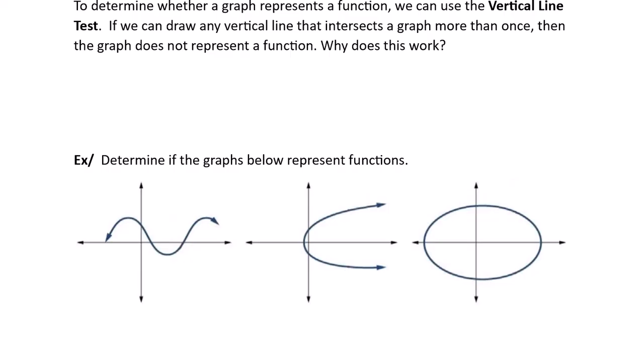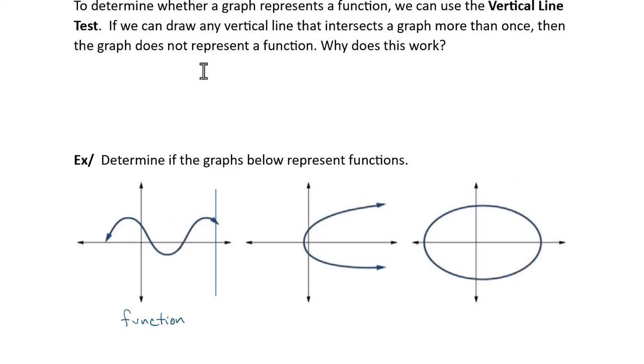Let's look at the graphs below. If we want to draw a vertical line through here, and you can do this with a rolling pencil. Roll your pencil from left to right. It doesn't matter where we move the pencil, it's only ever going to touch the graph one point at a time. This is a function.